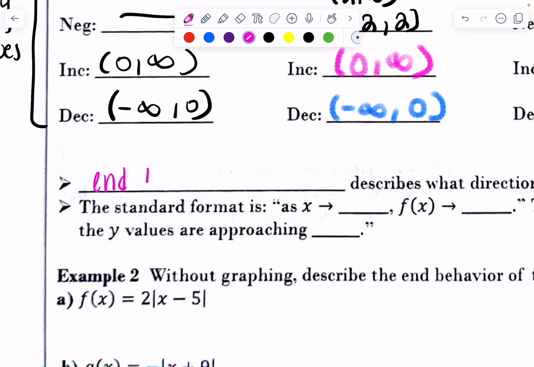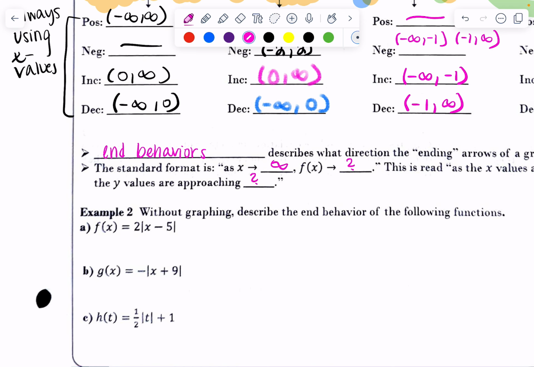End behaviors. They describe the direction the ending arrows of a graph are going. The standard form is a format as x goes to infinity. Where is y going? Well, that's what we'll look for. This is read as the x values approach infinity, the y values are approaching whatever value.